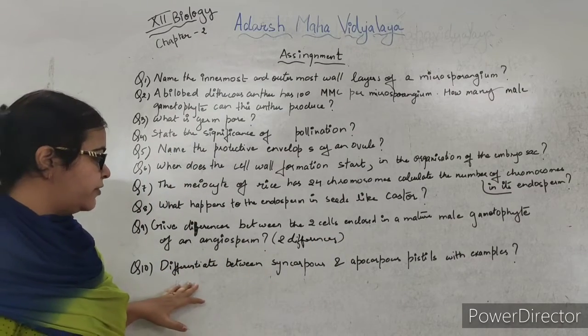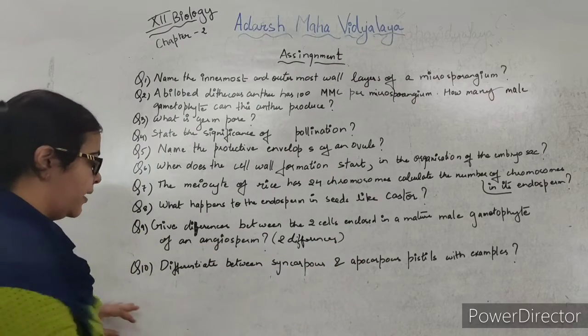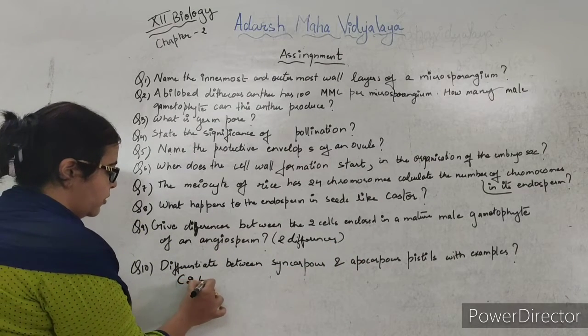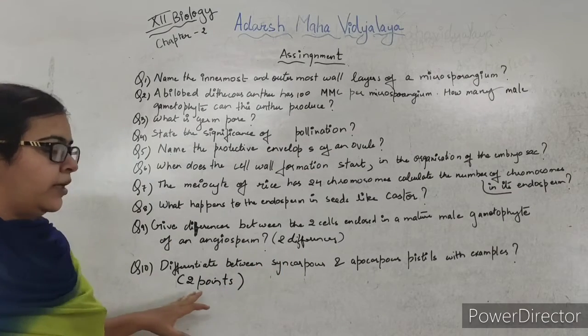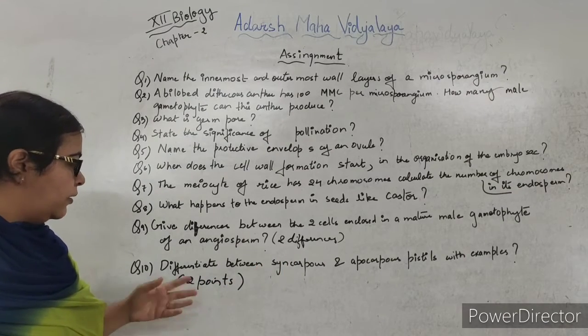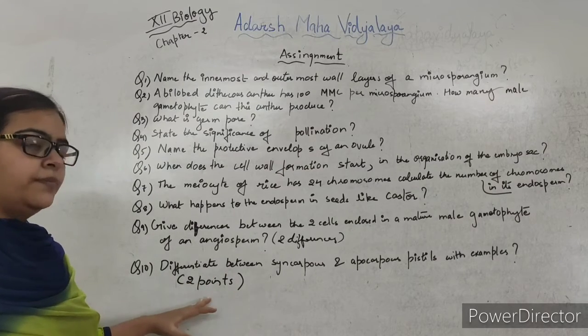Question 10, you have to differentiate between syncarpous and apocarpous pistils with example. So here also you can give just 2 points. One, you can define what is syncarpous and apocarpous pistil, and other point you can give the example of both syncarpous and apocarpous pistil.